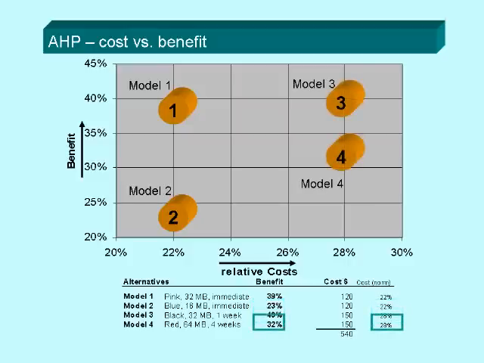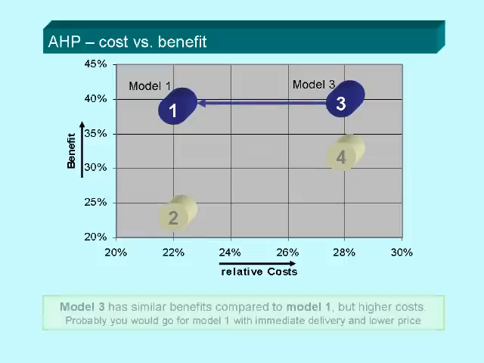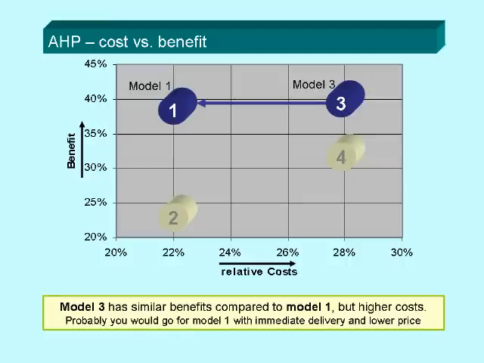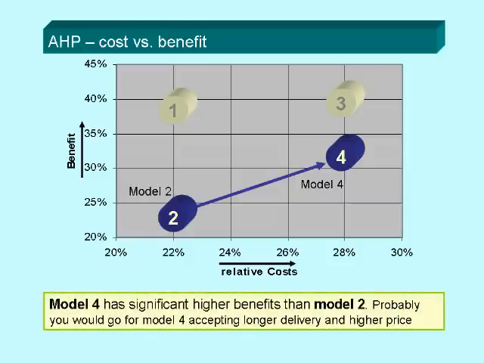Now let's assume you have only the selection of model 1 or 3. As you can see in the diagram, model 3 has similar benefits compared to model 1, but higher cost. Probably you would go for model 1 with immediate delivery and lower price. If only model 2 and model 4 would be available, then you can see that model 4 has significantly higher benefits than model 2. Probably you would go for model 4, accepting the longer delivery and higher price.